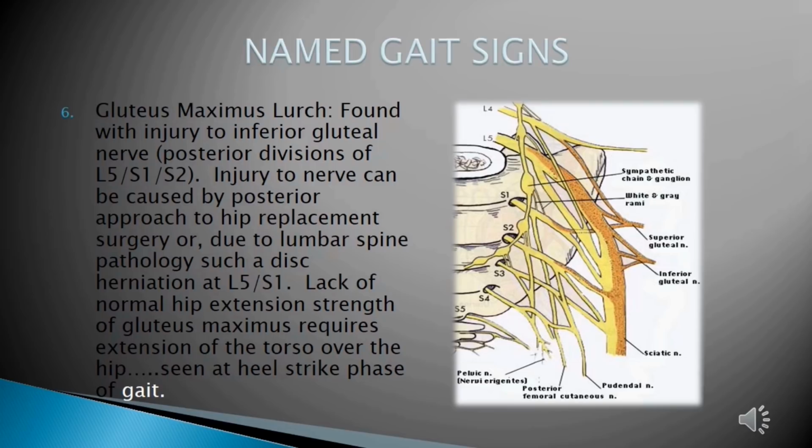So lack of normal hip extension strength of the gluteus maximus requires compensatory extension of the torso over the hip. Otherwise, the examinee would simply double over and fall forward at the hip during the heel strike phase of gait due to lack of stabilization through the gluteus maximus muscle. And I have a demonstration for you here.